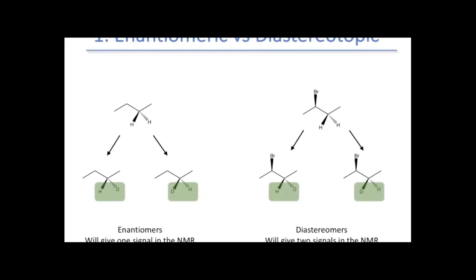When we're trying to decide if something is enantiotopic or diastereotopic: for hydrogens to be enantiotopic, replacing each one would result in two stereoisomers, where we can end up with the S isomer and the R isomer. If you end up with two enantiomers like this, you will get just one signal in the NMR spectra for both of those hydrogens.